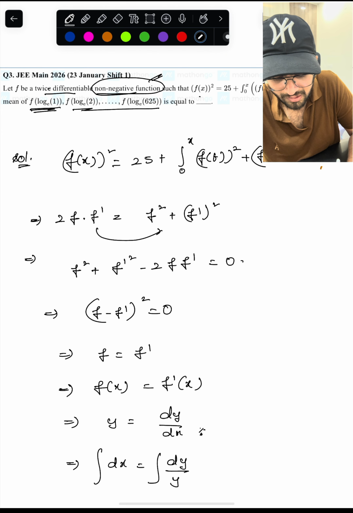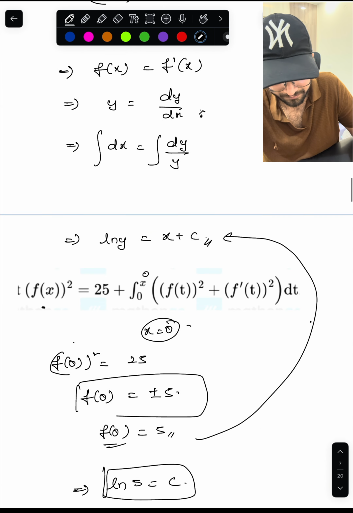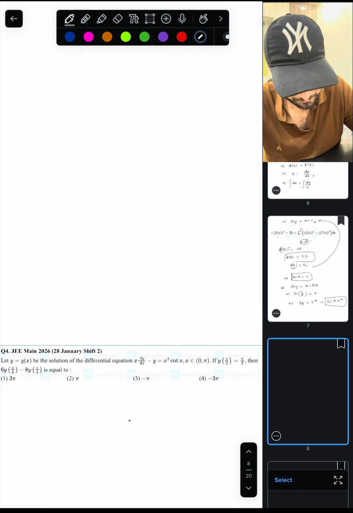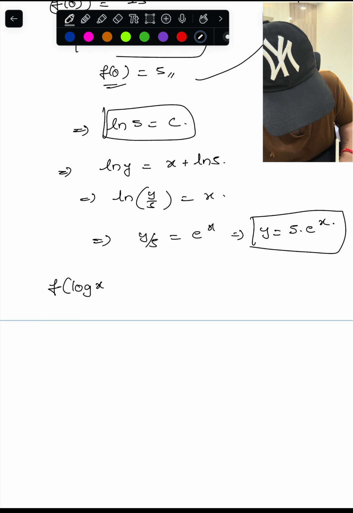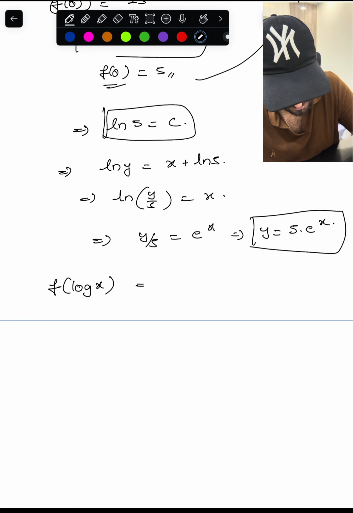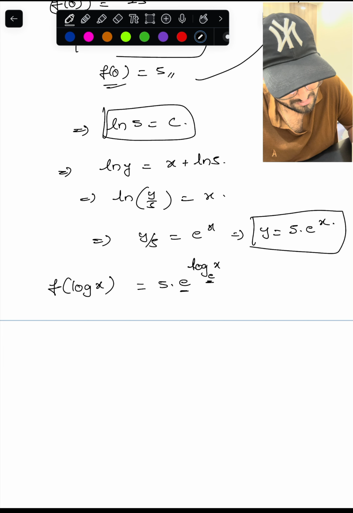f of log 1, f of log 2 and so on, f of log 625, we need to calculate the mean. So what I can do is calculate f of log x. Instead of x I can substitute log x to the base; if the bases are the same, then I can write it as 5x.